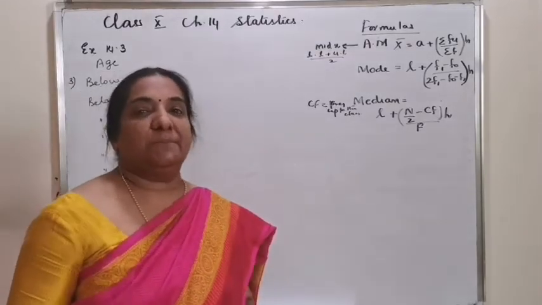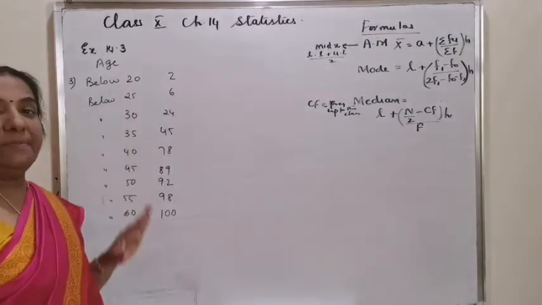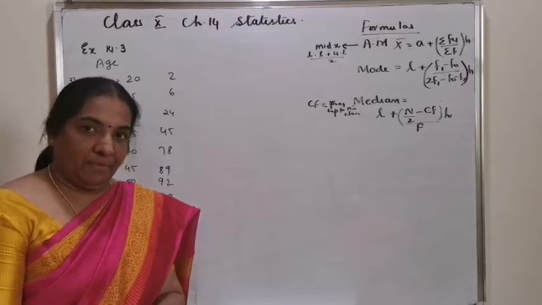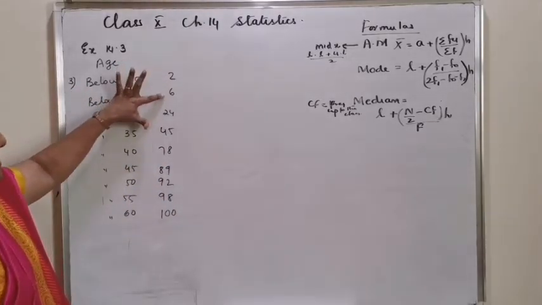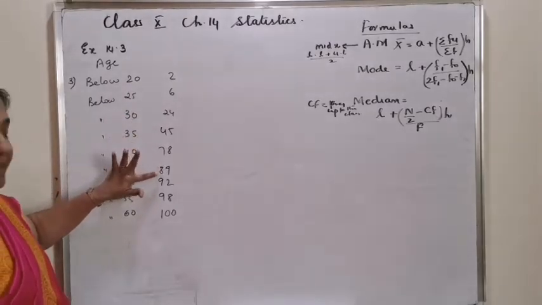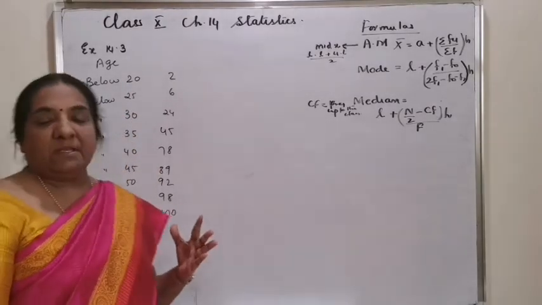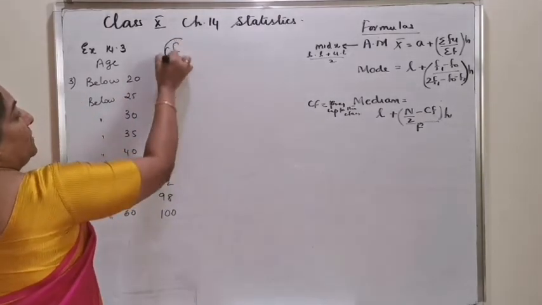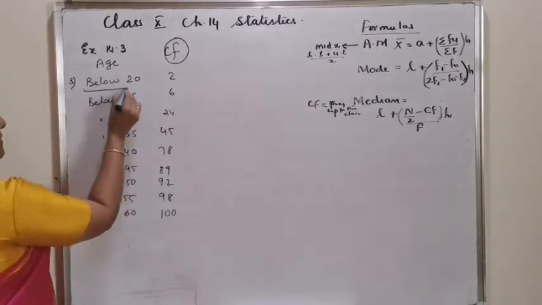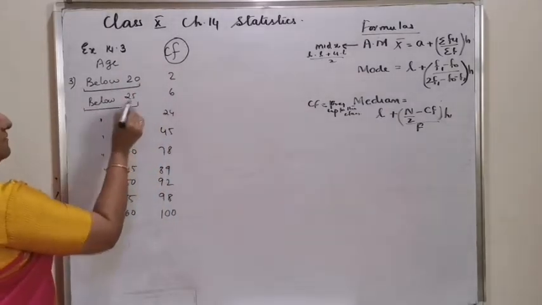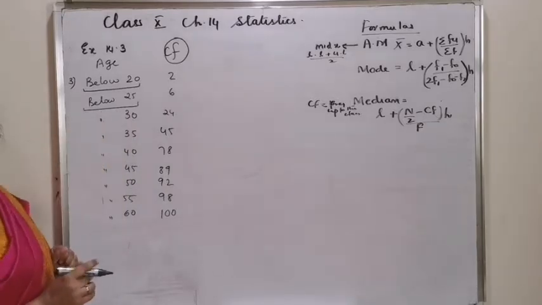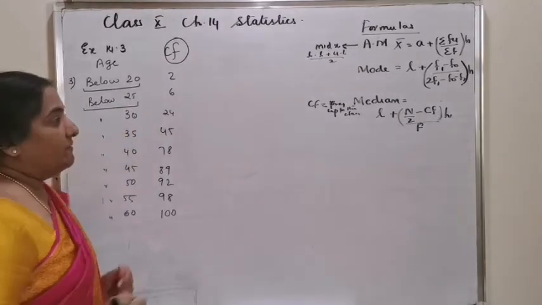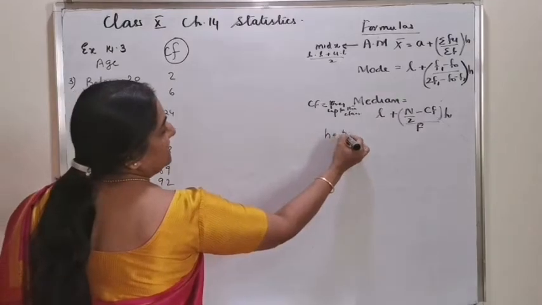When you look at this table, it is quite different from the tables you were doing till now. You can see the frequency column: 2, 6, 24, 45, 78, 89, 92, 98, 100. Is it reminding you of something? Yes, this is a cumulative frequency. What is the meaning of below 20, below 25? Since 20, 25, 30, 35 is the age group, we can see that the size of the class is 5.